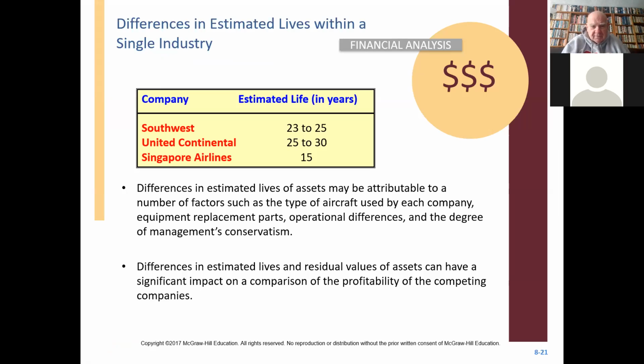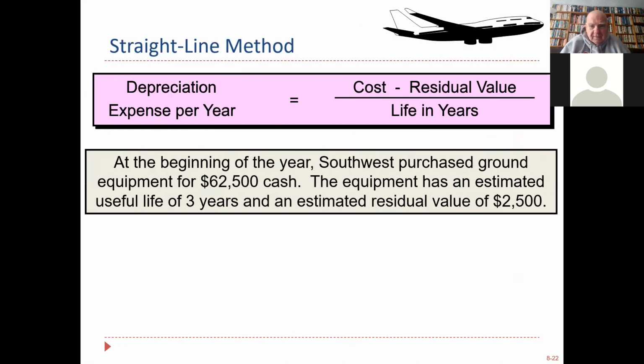This is just something to look at briefly. Nothing to worry about test-wise. But it's interesting that Southwest and United and Continental have merged. They estimate their planes at 25 to 30 years. Singapore Airlines is only 15. Does that mean Singapore's planes are much safer because they're replacing them every 15 years? Not necessarily. It just means they are allowed to get away with depreciating over 15 years, and that plane probably will last the same as Southwest and United.